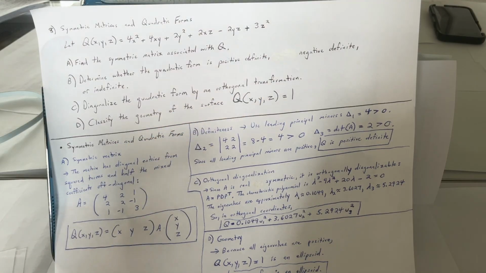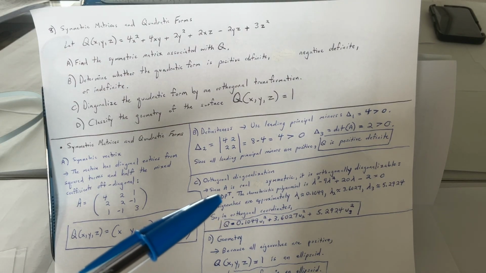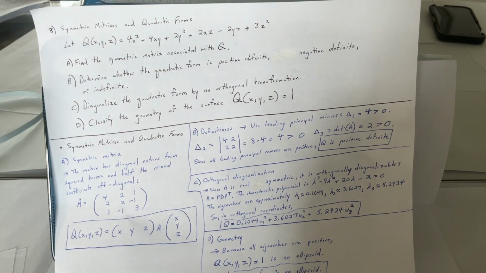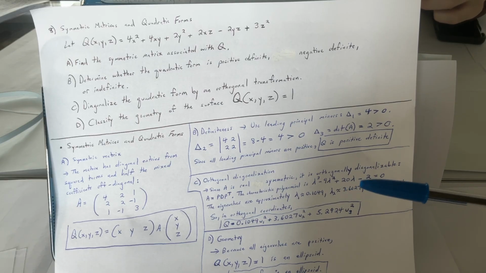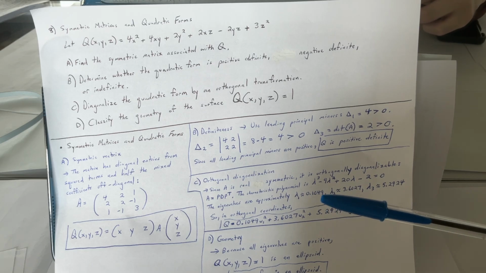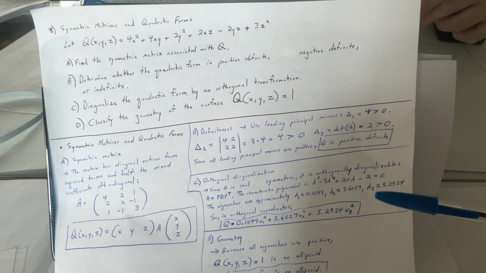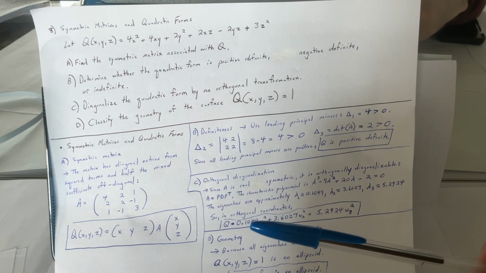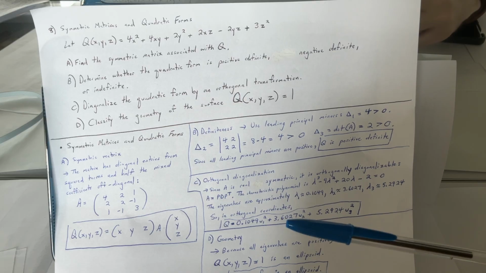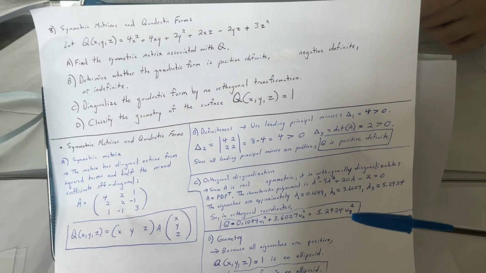Okay. Part C, diagonalize the quadratic form by an orthogonal transformation. Since A is real symmetric, it is orthogonally diagonalizable. A equals PDP transpose. The characteristic polynomial is lambda cubed minus 9 lambda squared plus 20 lambda minus 2 equals 0. We're going to get approximations here. It's important to say that these aren't exact eigenvalues. The eigenvalues are approximately lambda sub 1 about 0.1049, lambda sub 2 about 3.6027, lambda sub 3 about 5.2924. So in orthogonal coordinates, Q is about 0.1049 u sub 1 squared plus 3.6027 u sub 2 squared plus 5.2924 u sub 3 squared.